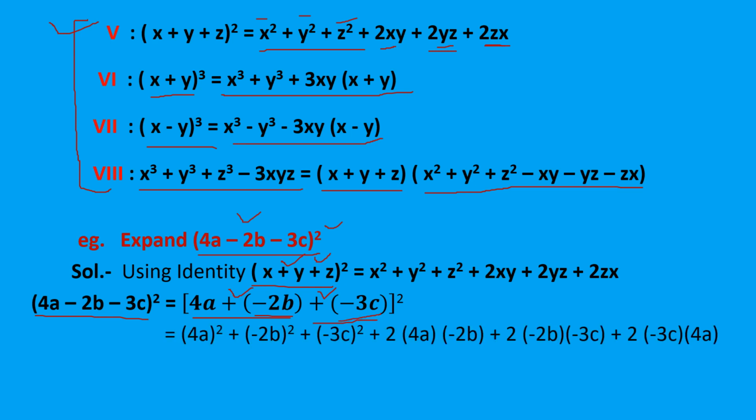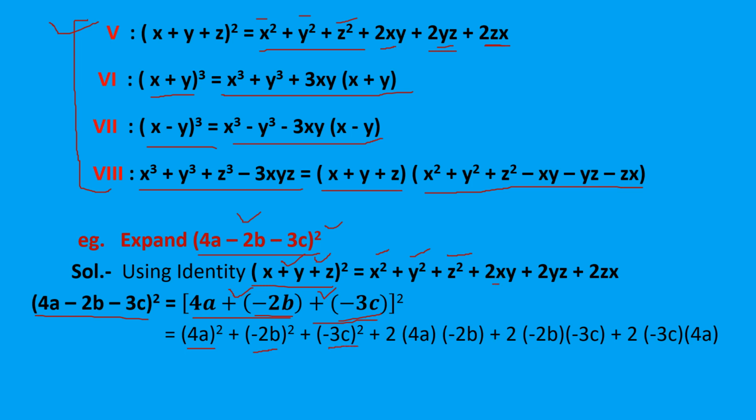Now we will apply the identity. First we get x square, which means the first term whole square. So 4a whole square. Then we have y square, which means the second term whole square. So the second term is (-2b) whole square. Then we have z square, which means the third term whole square. So (-3c) whole square.